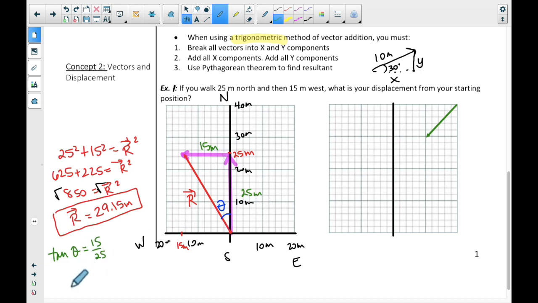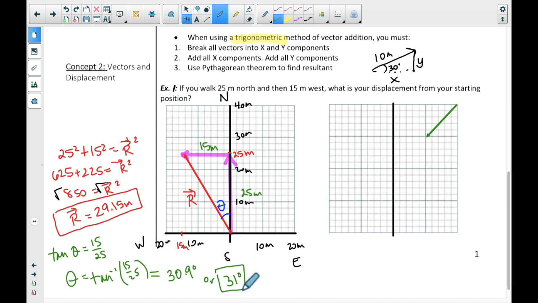But on my calculator, what I have to do to find theta is find the inverse tangent of 15 over 25. Make sure your calculator is in degree mode and just type in inverse tangent of 15 over 25 and see what you get. Okay, and I'm getting 30.9, which is awfully close to 31 degrees. And I have to say what orientation. Remember I said you could have used down here, you could have used up here. So we're saying 31 degrees.